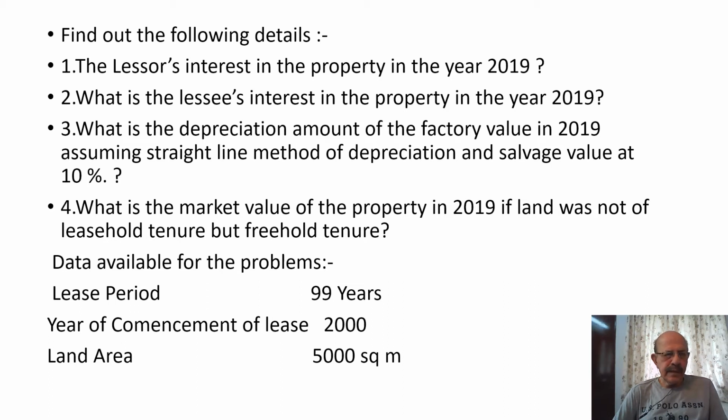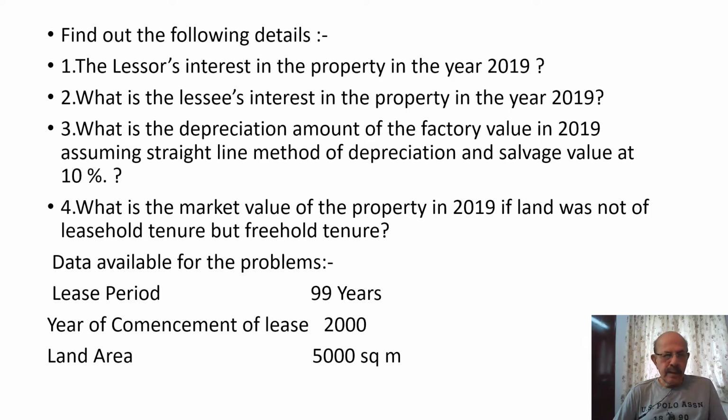Find out the following details. 1. The lessor's interest in the property in the year 2019. 2. What is the lessee's interest in the property in the year 2019? 3. What is the depreciation amount of the factory value in 2019, assuming a straight line method of depreciation and salvage value of 10%? Fourth, what is the market value of the property in 2019 if the land was not of leasehold tenure but freehold tenure?